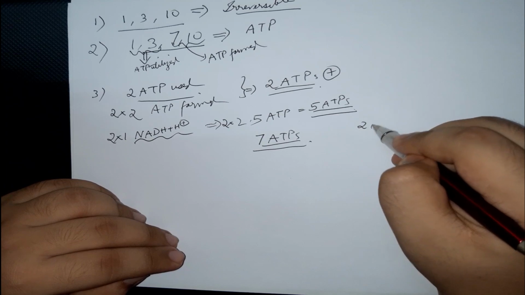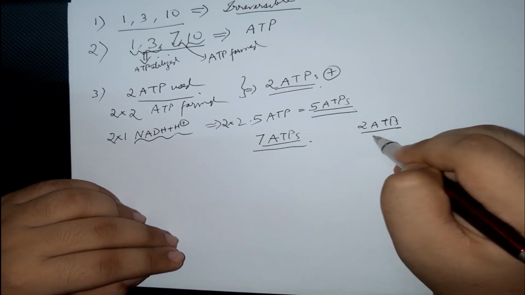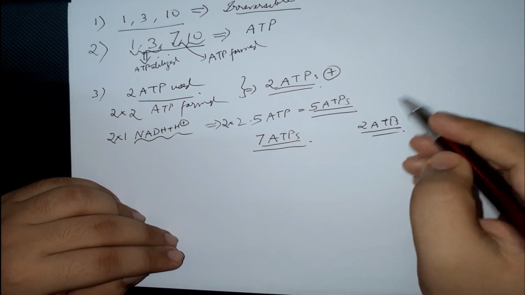Whereas in anaerobic cases, we get a net gain of 2 ATPs from glycolysis. Okay.